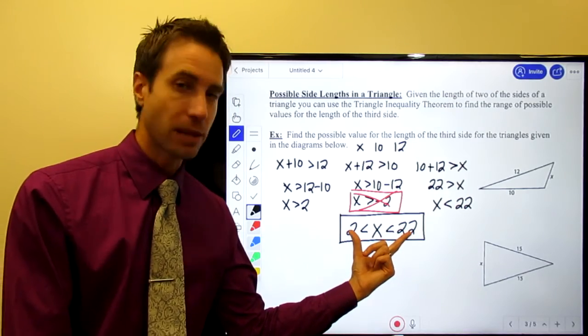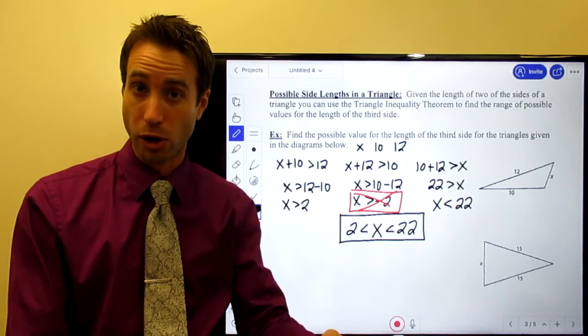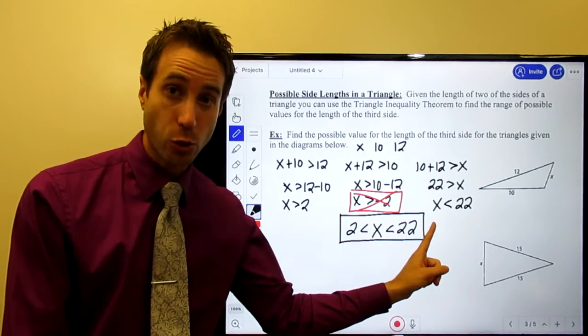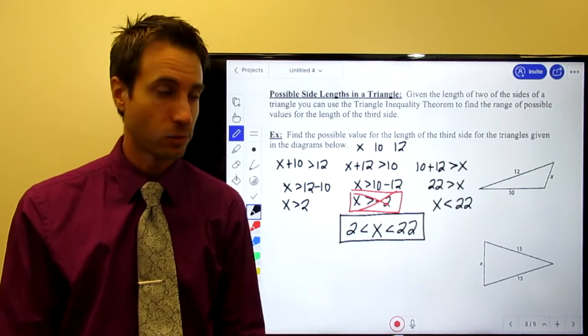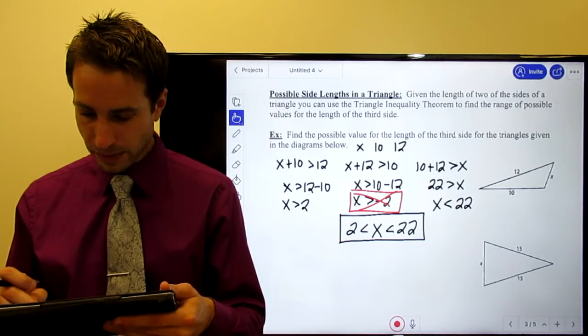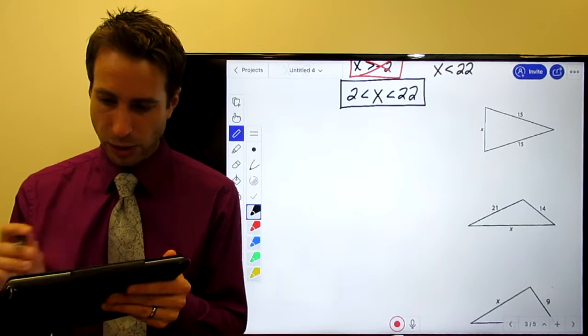So as long as you pick something between 2 and 22, this triangle will work. If you pick something less than 2 or bigger than 22, you can't build a triangle with it. Doesn't work. Won't work. Right. Let's keep going. Try a couple more. Now I think you guys got the hang of it. We can go through these a little bit quicker.